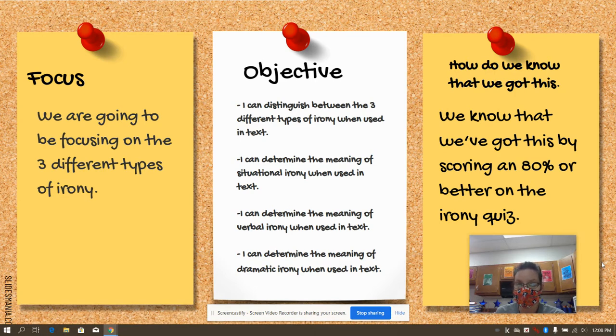Our objective is that I can distinguish between the three different types of irony when used in a text. I can determine the meaning of situational irony when used in the text, that's the first type. I can determine the meaning of verbal irony, the second type. And the third is that I can determine the meaning of dramatic irony. How do we know when we've got this? We know by scoring an 80% or better on the irony quiz.